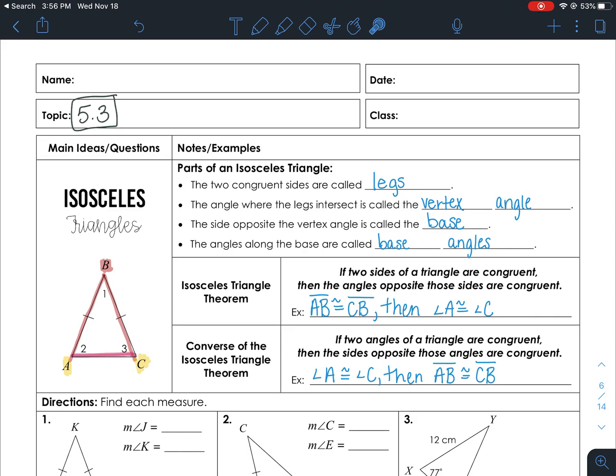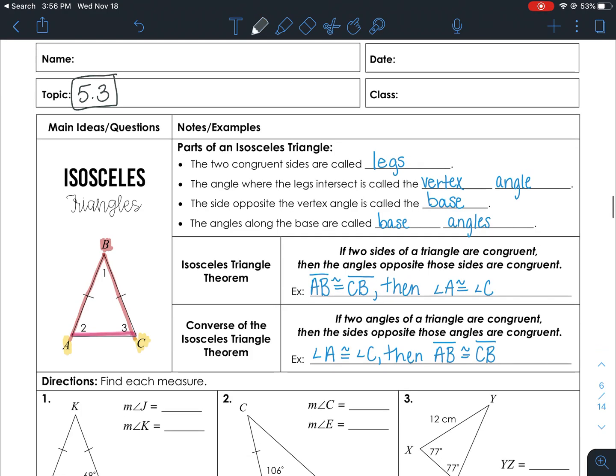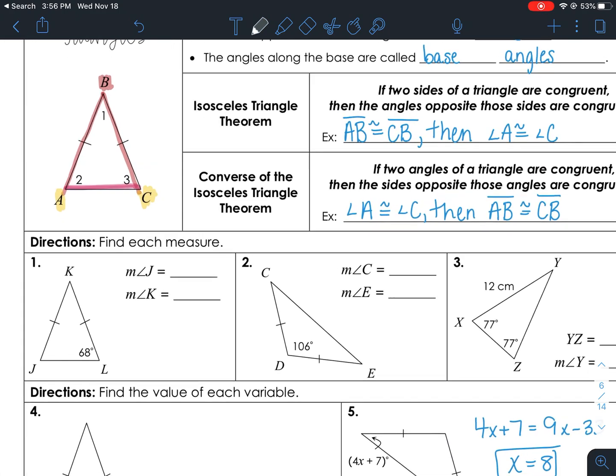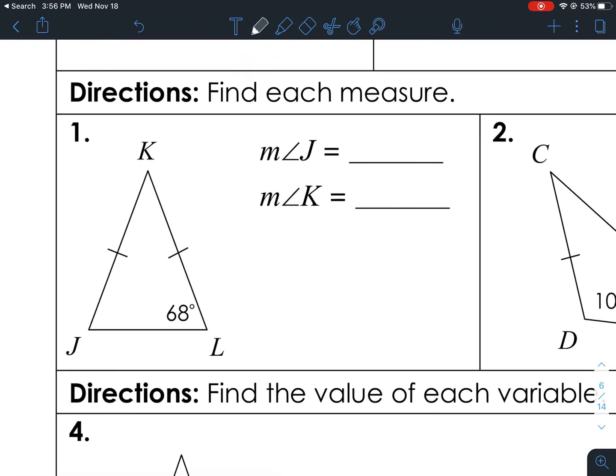We also have the converse of that. Remember, we're just switching our if and then with our converses. So, if our two base angles are equal, then the legs associated with those base angles are also equal. All right, now we're going to use that to our advantage here. So, for example, number 1 here, our two legs are congruent, which means our two base angles are also congruent. That means angle J is also 68 degrees. To find angle K, we are going to just subtract that from 180, and that gives us 44.